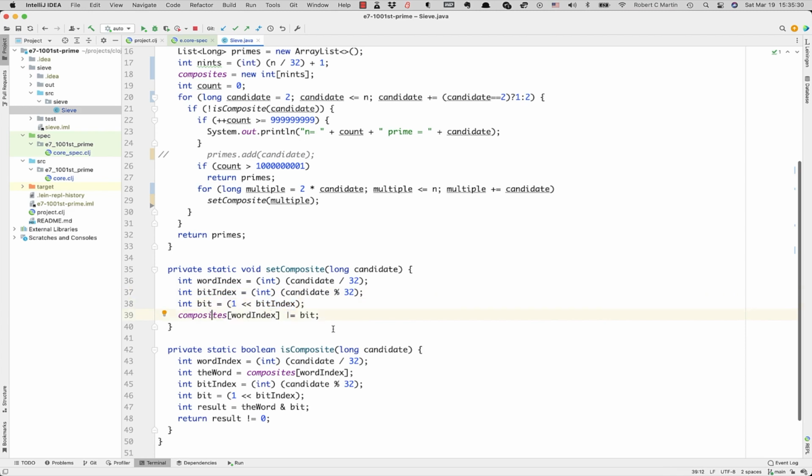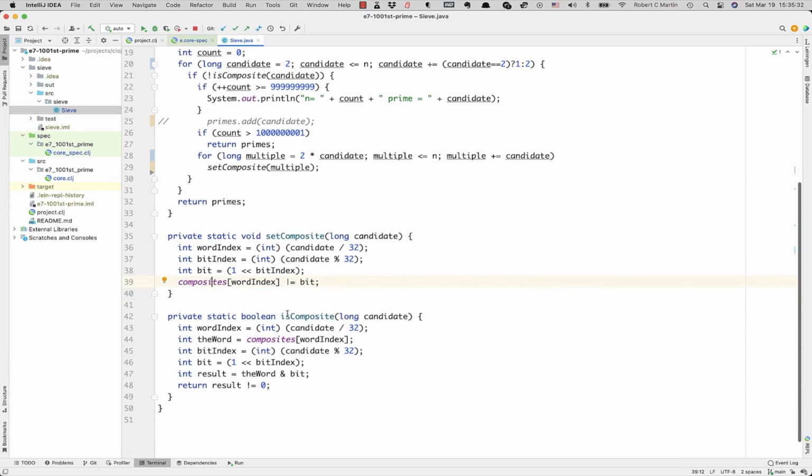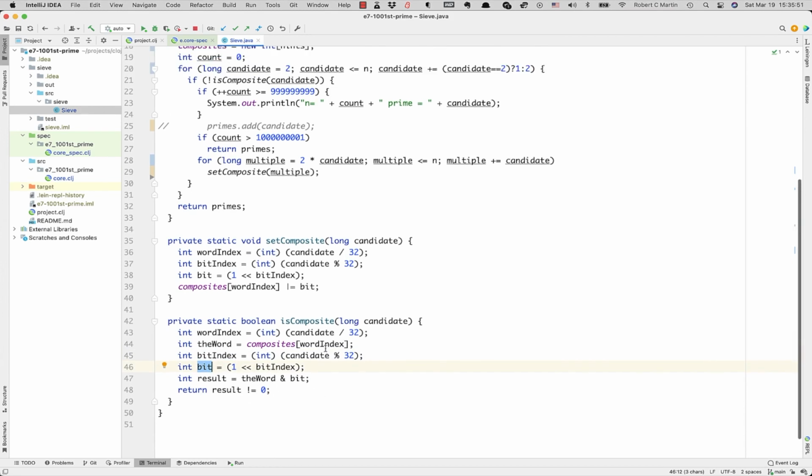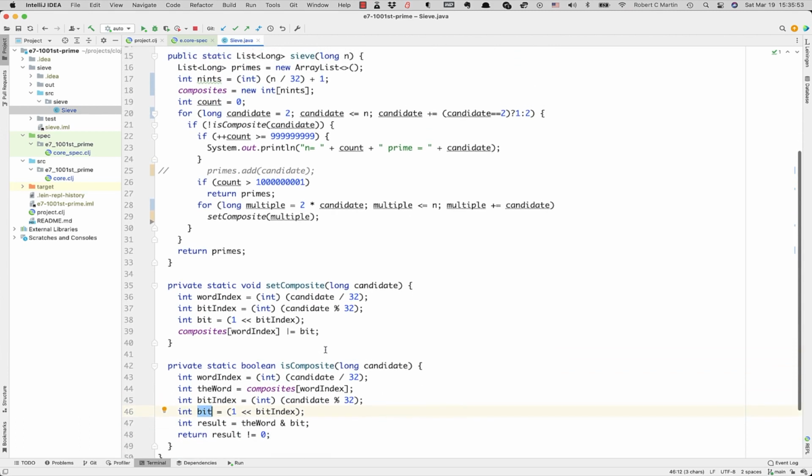So that's pretty straightforward. And if you want to ask the question whether or not something is composite, well, you do the exact same math to figure out the word and the bit and so on. And you shift the bit exactly the same way. And then you AND with that bit. And if the result is non-zero, then you've got a composite. And that's really it. That's the whole thing. Nothing much more. Same old algorithm as before with those few changes.